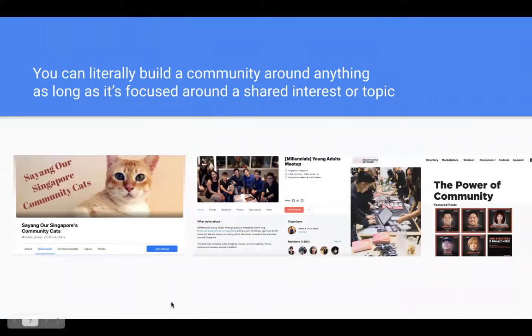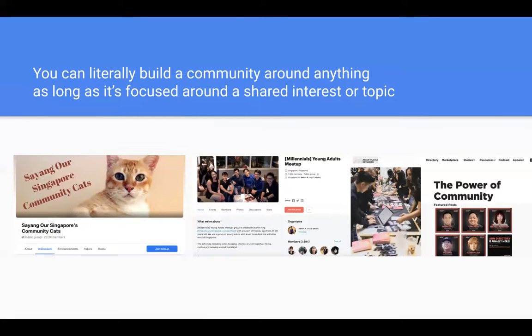Yeah, so I also just want to reiterate, if you're interested in building a community, it can really be about anything. So I chose a few examples from Singapore. There is a community in Singapore where they take care of the community cats. If you see the number, there's 20,000-plus members who coordinate and have debates and discussions about what time to feed cats, where the cats are, how to tag the cats, how to neuter and spay the cats. It's a very robust growing community.